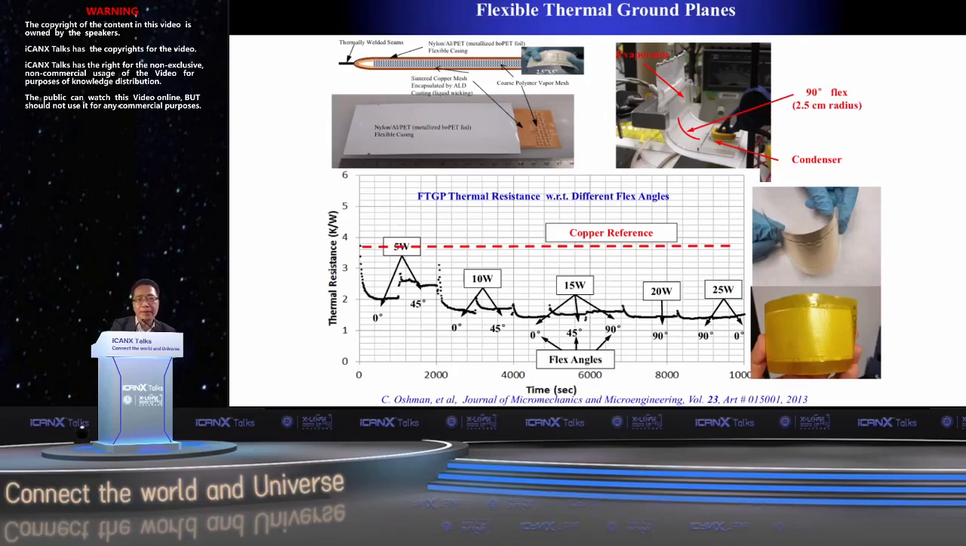The key part is when we make the devices and flex them into different angles, the flex angle does not change much about the performance. The second thing is it can handle pretty high energy input, from a few watts to 25 watts. We feel pretty excited because if we can make them flexible, we can wrap electronics and a lot of curved surfaces which need thermal management.